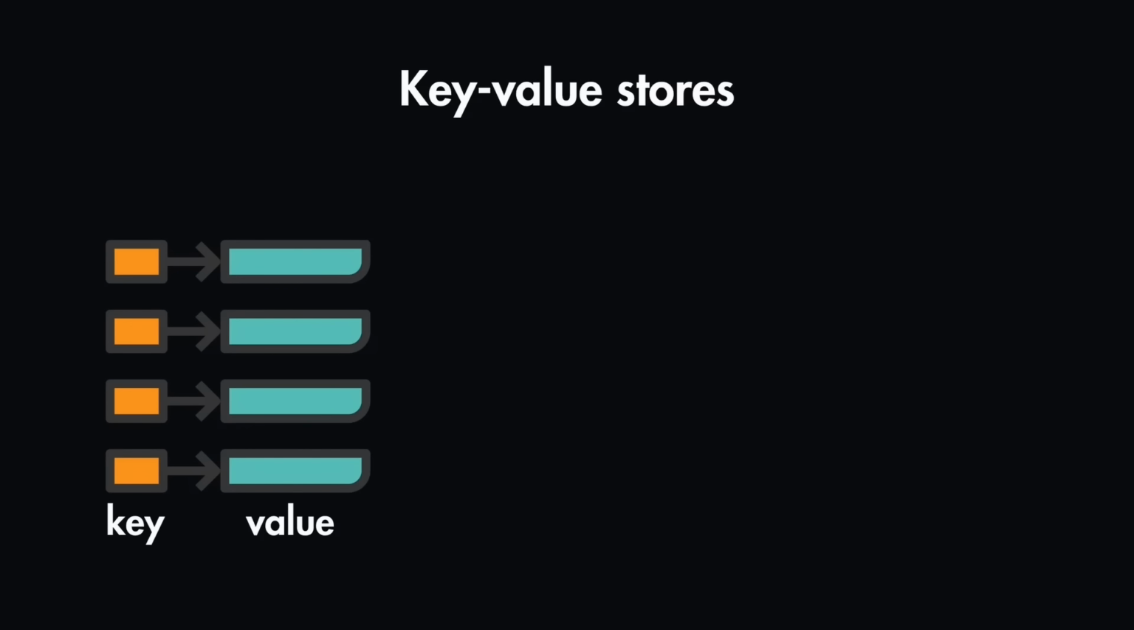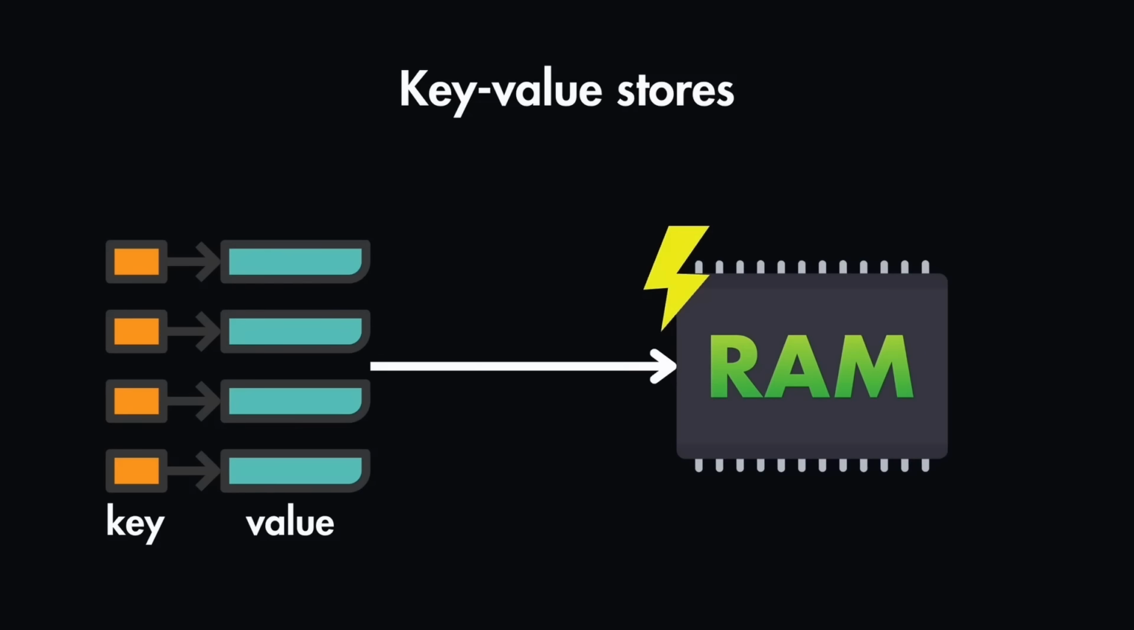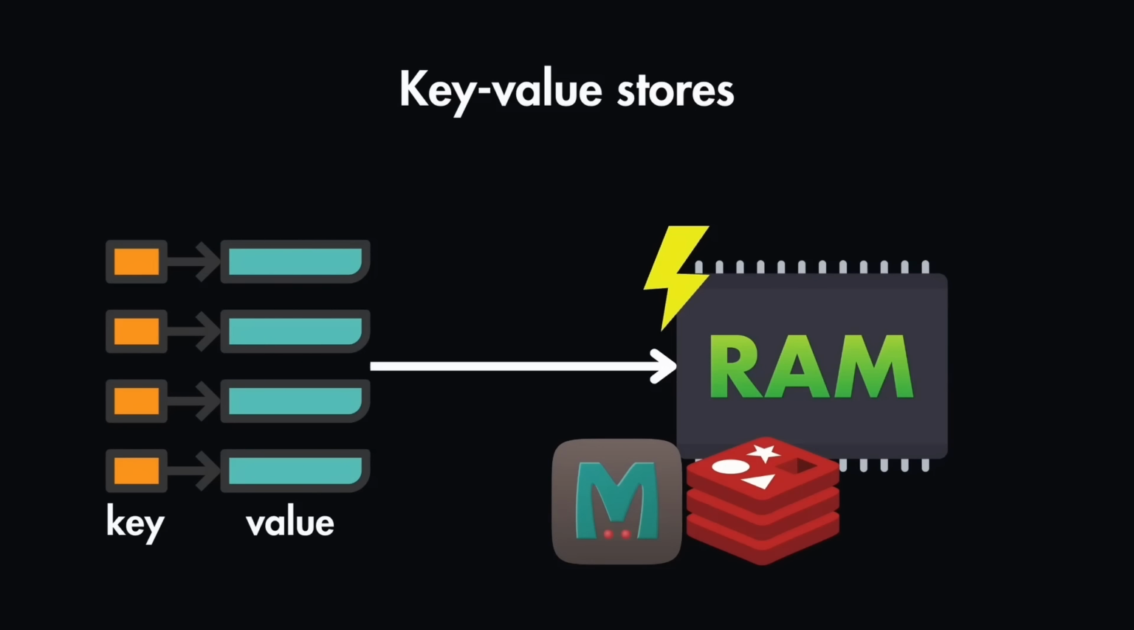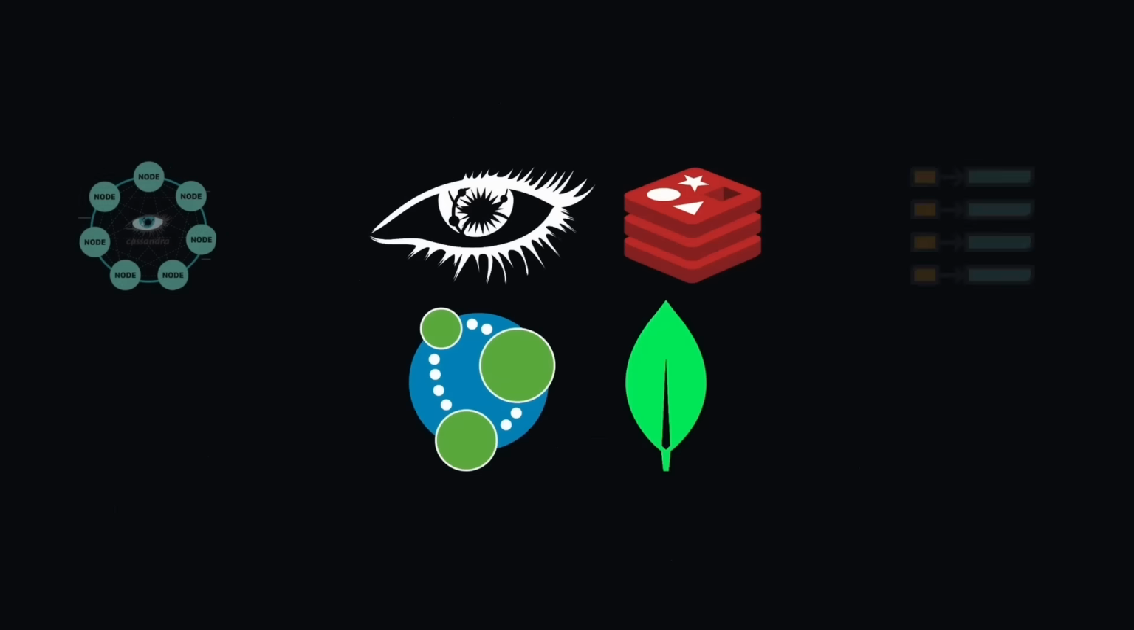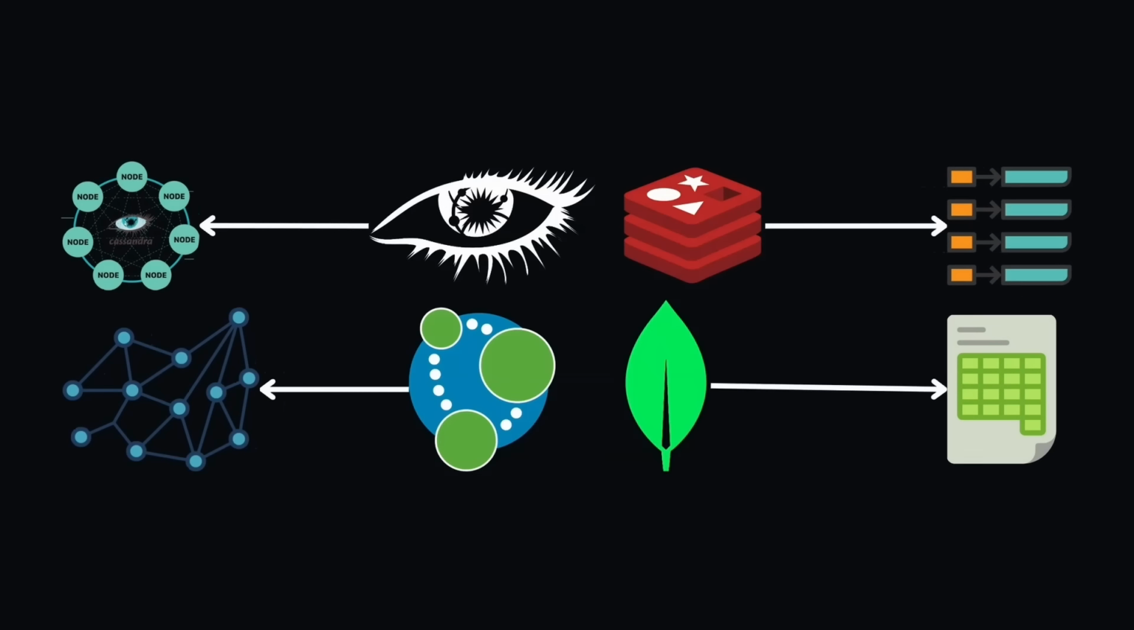Here, data is stored in key value pairs. The biggest advantage of key value stores is their simplicity and speed. Since they are primarily stored in RAM, reading and writing to these databases is extremely fast compared to other databases. Some examples of key value stores are Memcache or Redis. So those are the main 4 types of NoSQL databases.